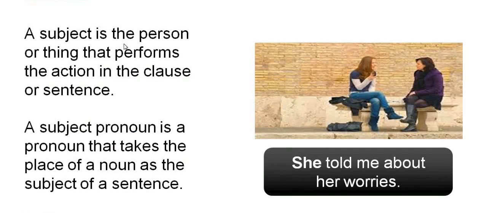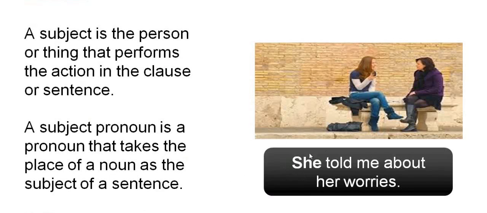Now, a subject is the person or thing that performs the action in the sentence or clause. And a subject pronoun is a pronoun that takes the place of a noun as the subject of a sentence.